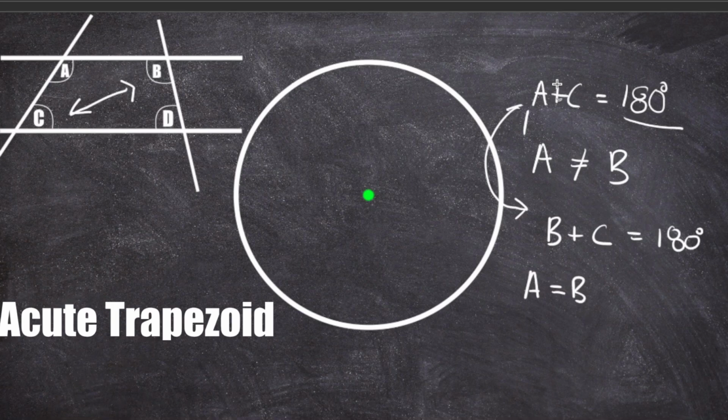So one of these two equations must be wrong. And we know that A plus C must be correct because they are consecutive internal angles on the same side of the transversal. So they must be supplementary. In other words, A plus C is 180 degrees. So B plus C, the opposite angles, cannot be 180 degrees. And in that way, we've shown that the acute trapezoid cannot be a cyclic quadrilateral.